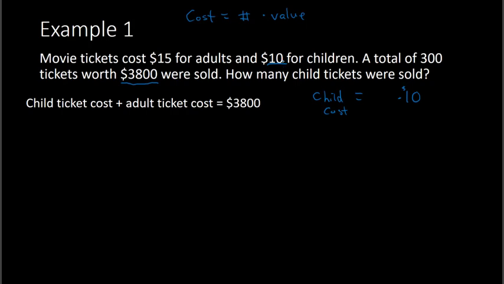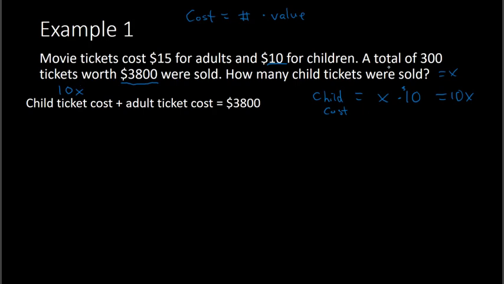The number is what we're trying to find. How many child tickets were sold, that's your unknown. So we can let X be the number of child tickets. So we have $10 times X, which is times the number of child tickets sold. So we have X times 10, or 10X, same thing. We can put that in here for the child ticket cost: $10 times X, the number of child tickets.